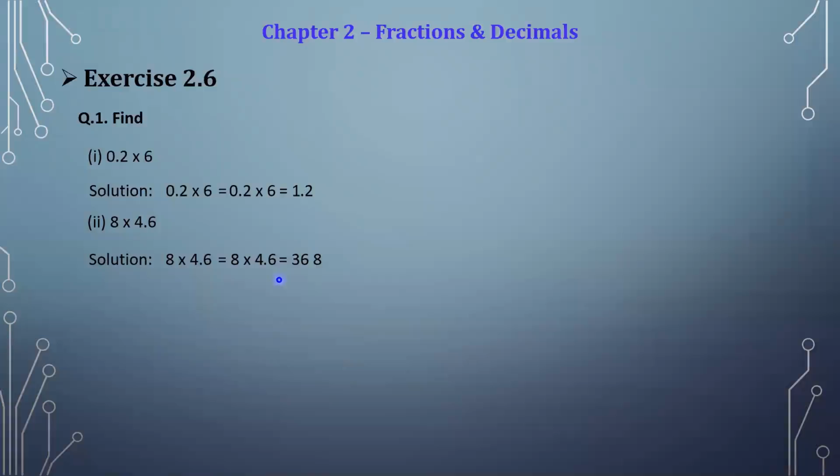Now again we have to count how many digits are present after the decimal point. Here only a single digit is present after the decimal. In the first example, 2 was after the decimal point, and here 6 is there. I told you not to look at which number is present after the decimal point. We only have to count how many digits are present. Here only a single digit is present after the decimal point, so in the final answer also a single digit should be present after the decimal point. That single digit is going to be 8.